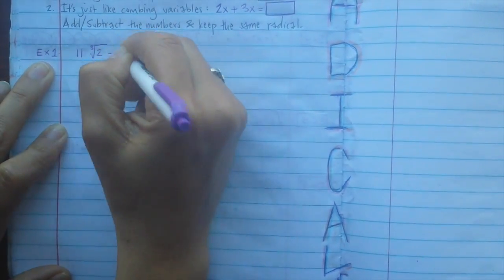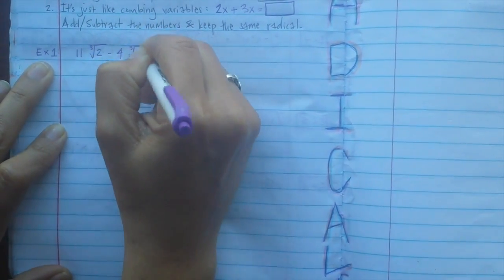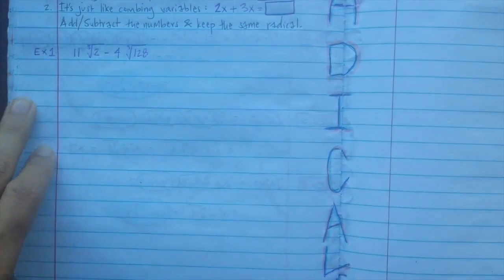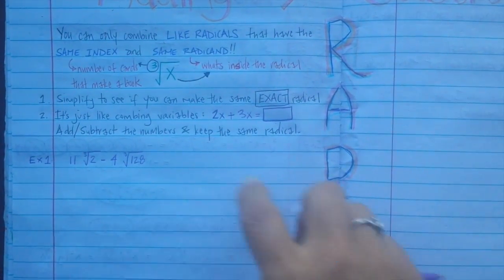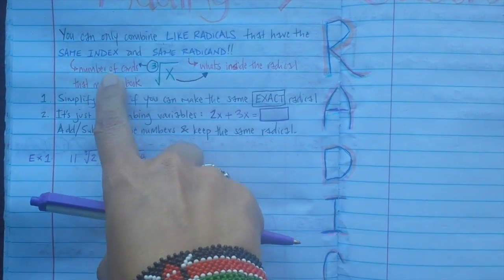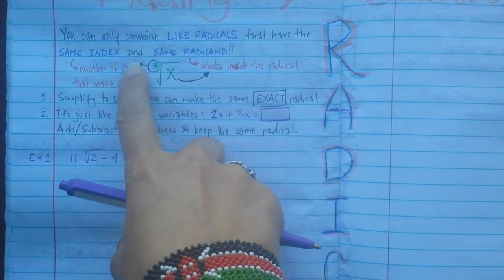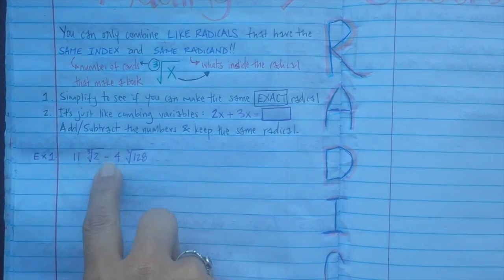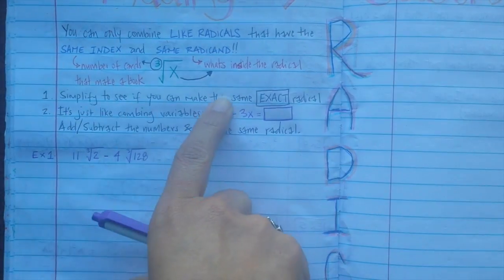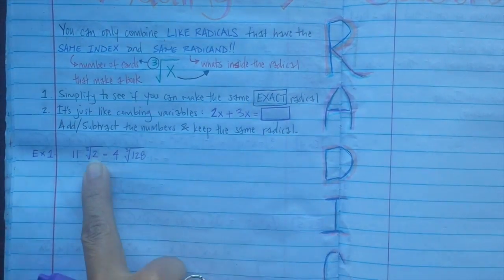11 cube root 2 minus 4 cube root of 128. Alright, it's very important to note that you can only combine like radicals. That means they have the same index, that's the number of cards that make a book, and the same radicand, that means the number inside. So you see how these are different, so you can't combine. But if you simplify them, you can make them exactly the same.